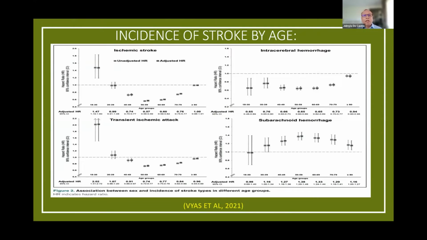Now, if you look at the incidence of stroke by age, this is a very interesting study by Vyas and colleagues. And if you will notice, I would like to highlight here the presence of ischemic and of course transient ischemic attack, intracerebral hemorrhage, and of course subarachnoid hemorrhage. These are different types of stroke, of course. And let me go over first the transient ischemic attack, which is the mildest form of attack. It may last for less than 24 hours.